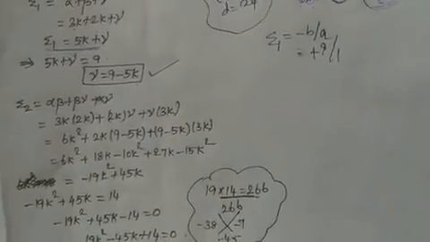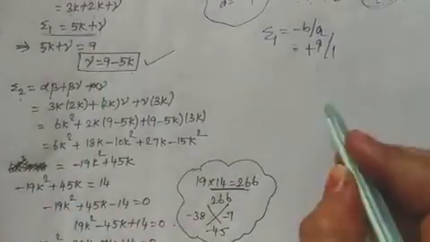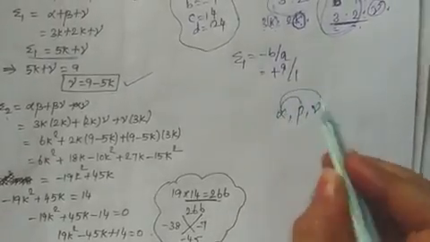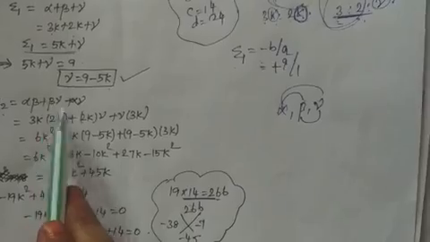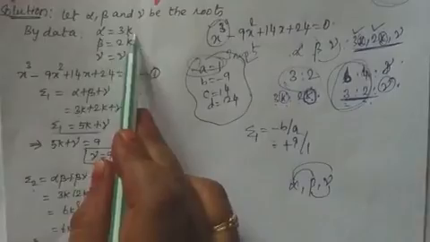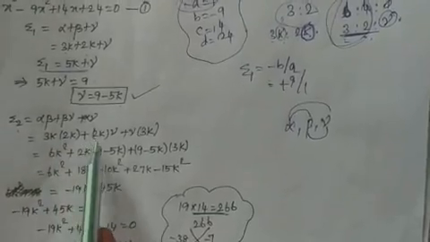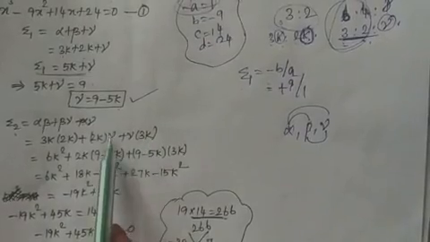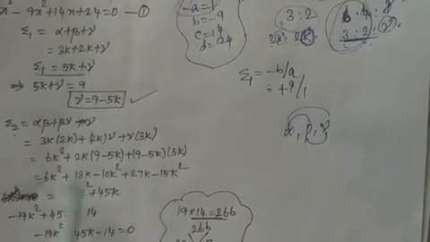Next, I am going to find sigma 2. Listen carefully. What is sigma 2? By taking 2 roots at a time, I am going to multiply. The 3 roots are alpha, beta, gamma. 2 roots at a time: alpha beta, alpha gamma, and the next possibility, beta gamma. So I have added everything. Instead of alpha, 3k. Instead of beta, 2k. Instead of gamma, gamma. So 3k into 2k plus 2k into gamma, and gamma into 3k for alpha. And just now we found gamma to be 9 minus 5k. We are simplifying everything.